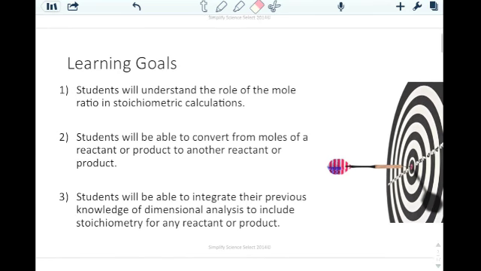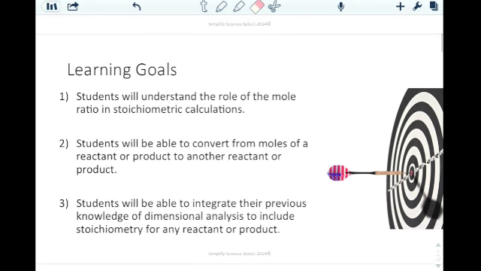What we're trying to accomplish in this are the learning goals that we have. Students will understand the role of the mole ratio. It's a huge concept in stoichiometry. It's what we've been building up to, the mole ratio in stoichiometric calculations. Number two, students will be able to convert from moles of a reactant or product to another reactant or product. So we're going from moles of anything that we have into moles of any reactant or any product.